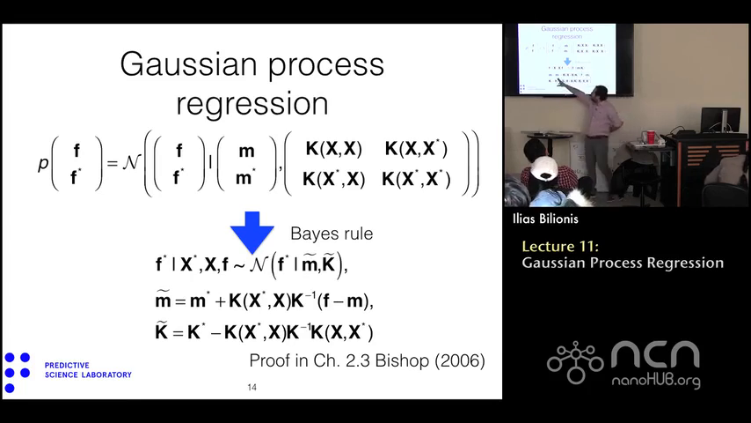So if you look at the posterior mean, it's going to be the prior mean, that m star that you have up there, but it's going to be corrected by something that depends on the data that you have seen. And if you look at the covariance matrix, the posterior covariance matrix is going to be your prior covariance matrix corrected by something that depends on the inputs that you have seen.